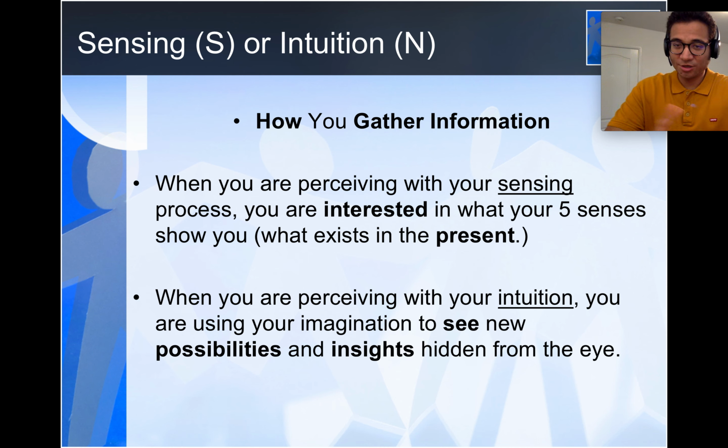When you proceed with the sensing process, you're interested in what your five senses show you, so what exists in the present. What's there? What can I look at? And just go off of that, literally. But with the N, which is intuition, you're using your imagination to see new possibilities and insights hidden from the I. So if you're at a place, rather than just going off of what's there presently, and then that's it, everything's literal, with N, with intuition, you're taking these details, making connections, perceiving patterns, thinking forward, thinking ahead.